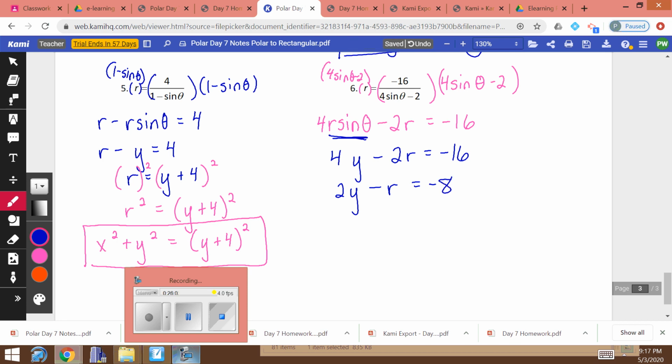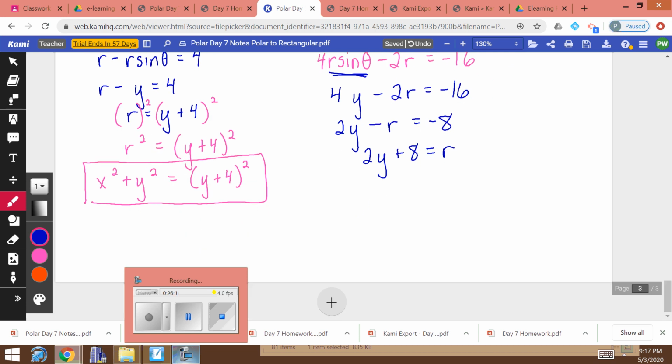Let's get r by itself. So I'm going to add the r and add the 8. So we have 2y plus 8 is equal to r. So again, this is not a scenario where you'd want to multiply both sides times r because we don't have a sine or cosine or anything on the left-hand side. That's really the only scenario there. So this is one of our scenarios that to get r squared, we would square both sides. So I have this quantity 2y plus 8 squared is equal to r squared.